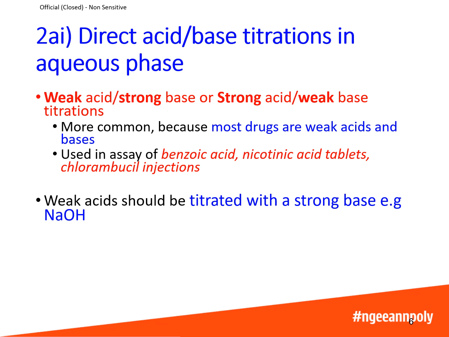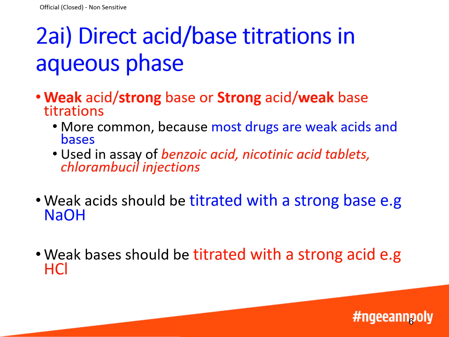Weak acids should be titrated using a strong base, such as sodium hydroxide, and weak bases should be titrated using a strong acid, such as HCl.